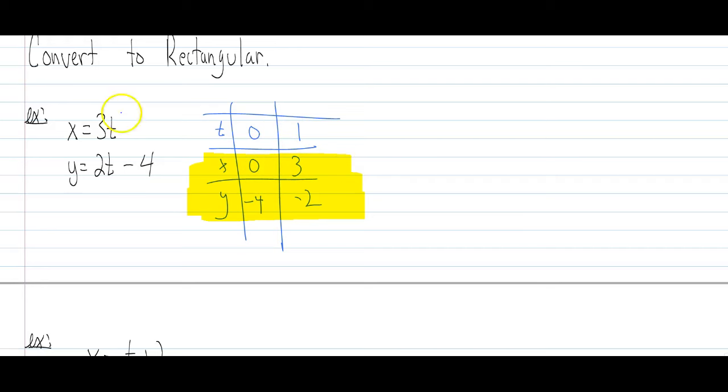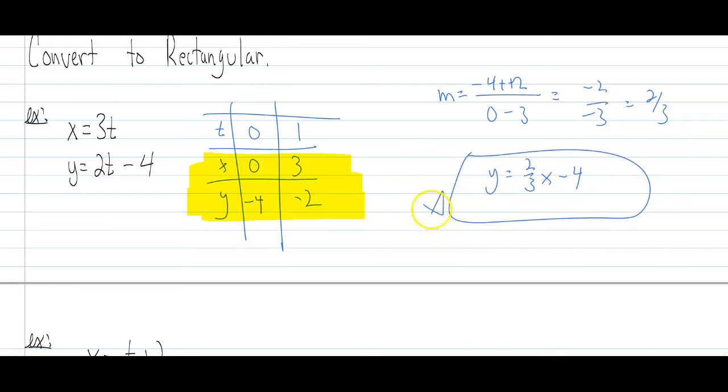So now, because I know it's a line because of what these equations look like, I can calculate the slope. That's going to be -4 minus -2 over 0 minus 3. -2 over -3, which is 2/3. Now for the y-intercept, I see I have a point at 0, -4, so our b value is -4. The equation is y equals 2/3 x minus 4. So if you were to graph this equation and compare it with graphing this one as it still is in the parametric form, you would get the exact same graph.